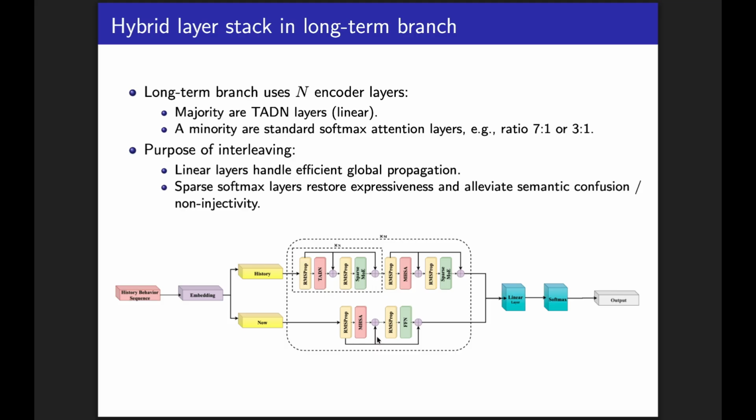Why they do this interleaving also in the long-term branch is because we can think of the softmax attention layer as the checkpoints, meaning like at some point we want to resharpen the representation, the granular low-level representation that might have been lost in the TADN blocks. And honestly, it seems like it worked from the evaluation we're going to see later. So yeah, the ratio doesn't have to be necessarily 7:1, but having this interleaved type of architecture is definitely beneficial.